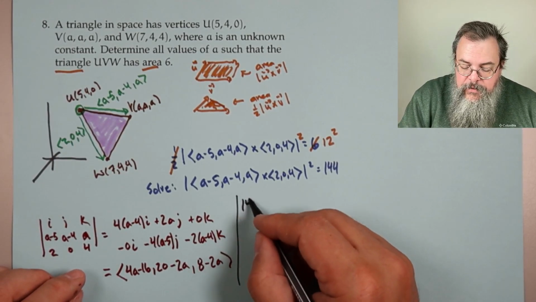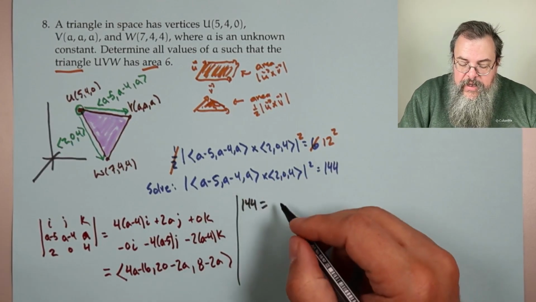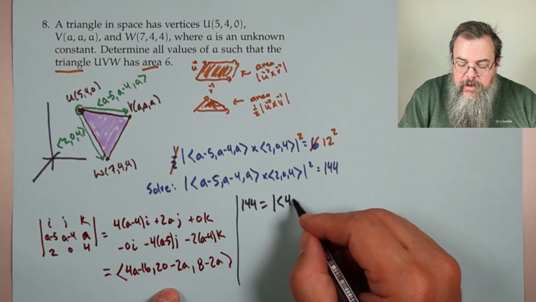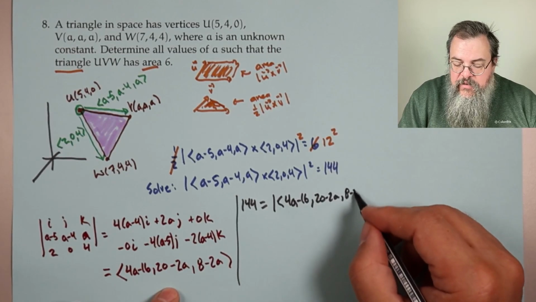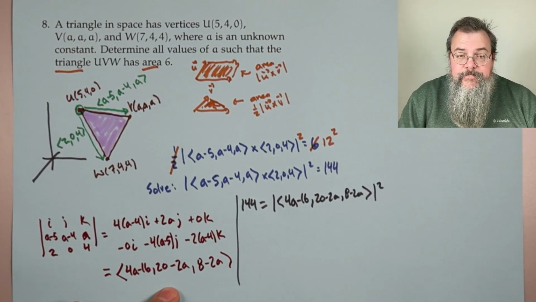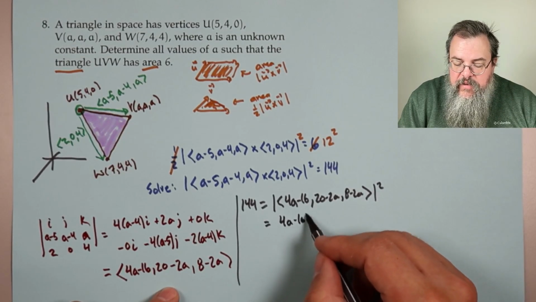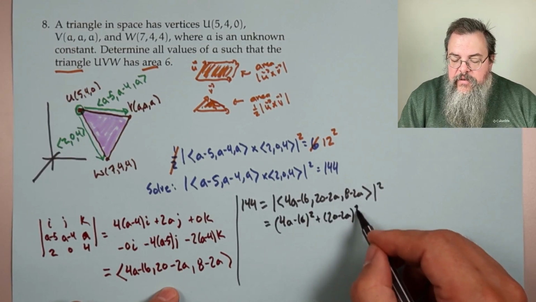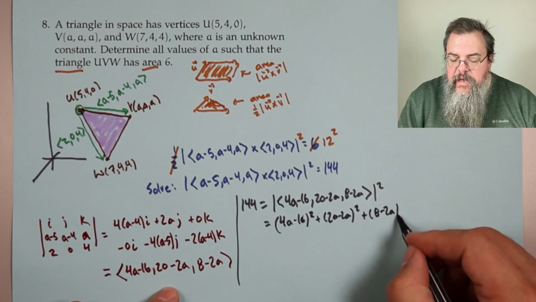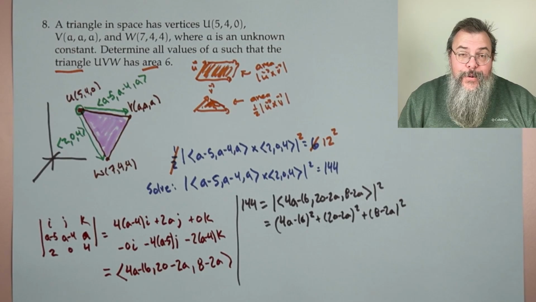So we have that 144. This number is equal to the magnitude of the cross product squared. So that's equal to the magnitude of (4a minus 16, 20 minus 2a, 8 minus 2a) squared. Okay, well, that's 4a minus 16 quantity squared, plus 20 minus 2a squared, plus 8 minus 2a squared. Okay, catch your breath, strap in, it's going to be a wonderful ride.